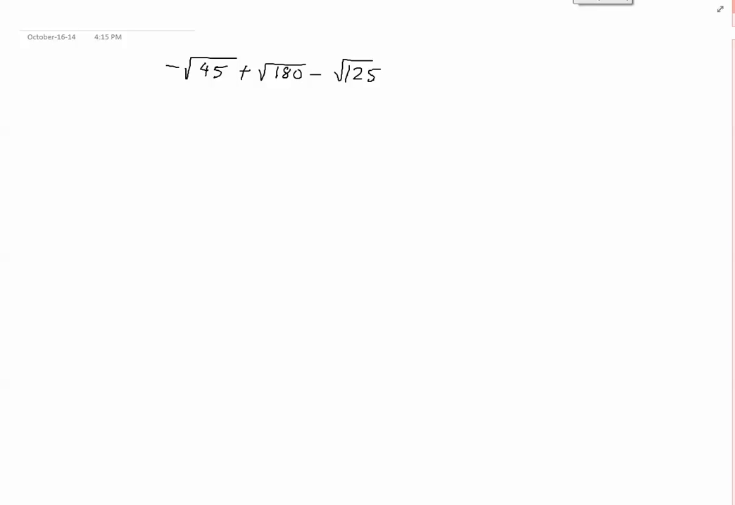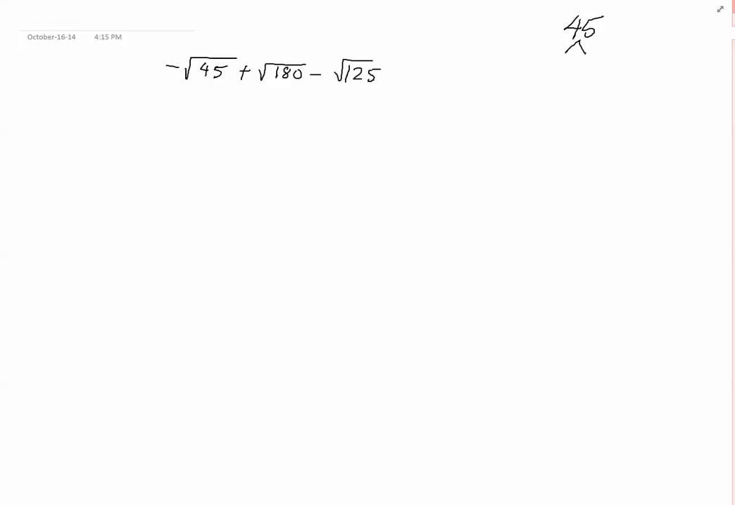So we're doing the question negative root 45 plus root 180 minus root 125, and we're asked to simplify it. So the first thing we need to do is factor. We'll do our prime factoring.